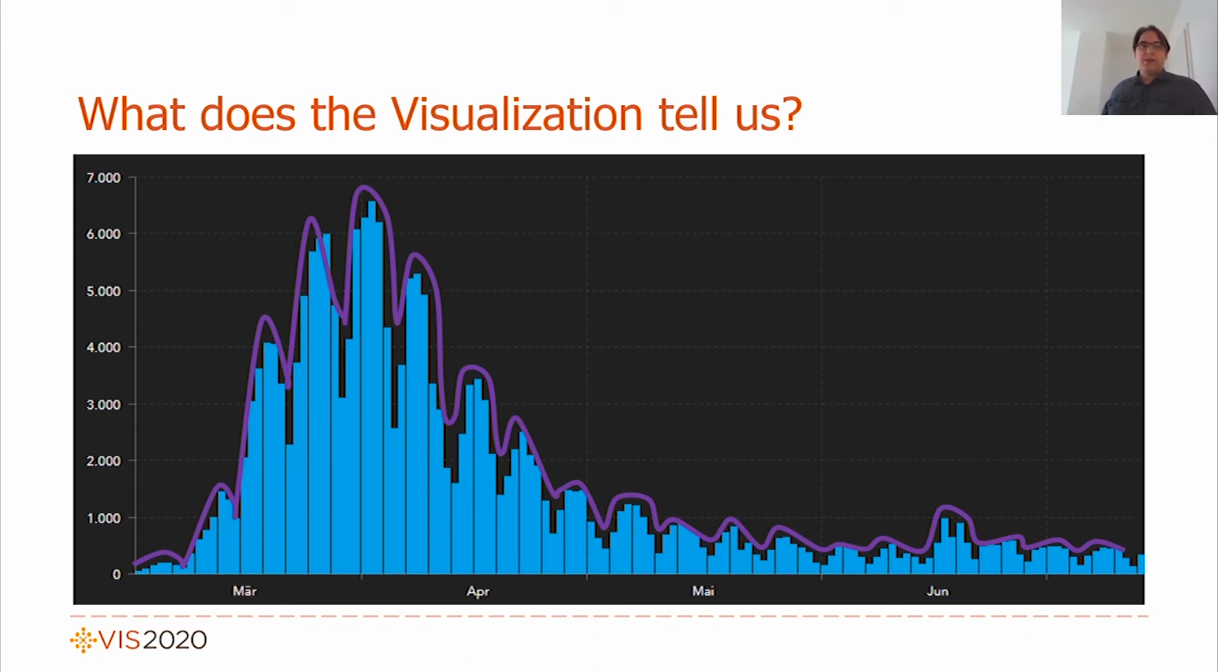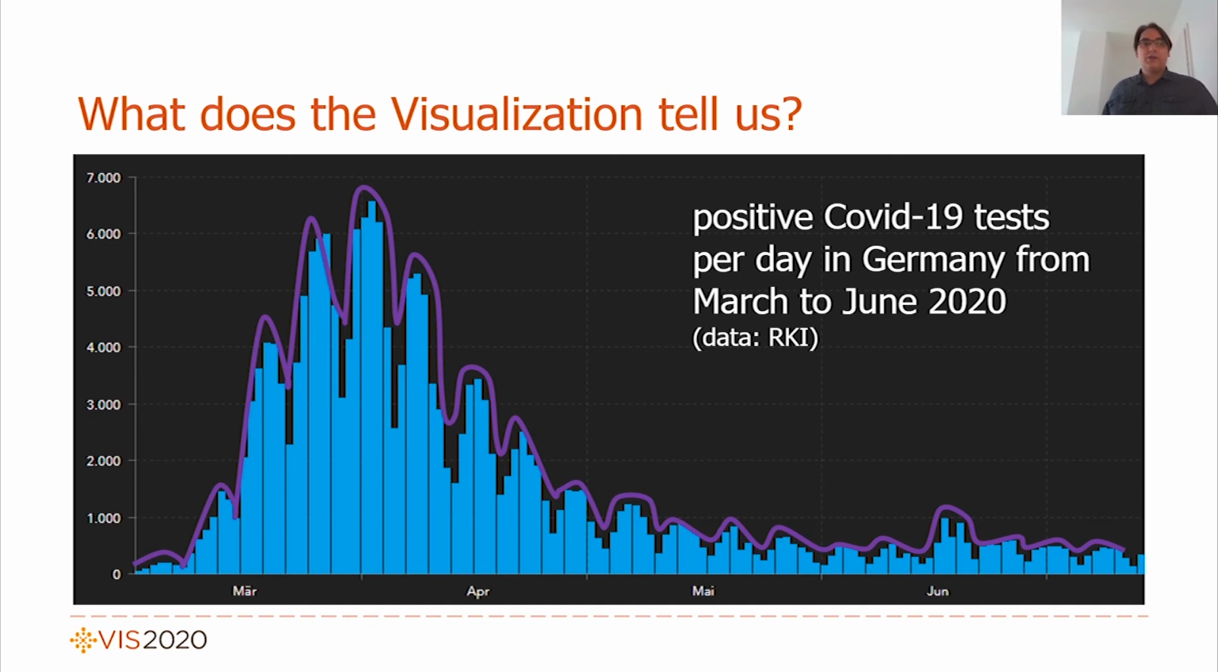Okay, so the main question to obtain insight into the domain would be, what is this visualization? What is this bar chart actually about? So I tell you that these are the positive COVID-19 tests per day in Germany from March to June 2020, according to the Robert Koch Institute, which is the German federal government agency for disease control.